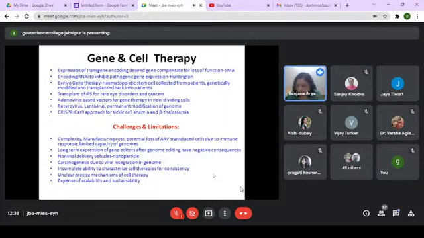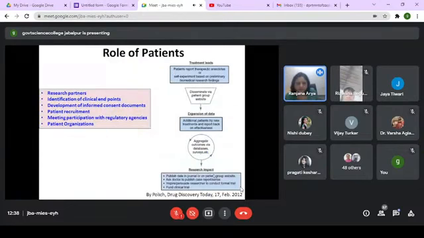So I would skip that. I think I'm running short of time. And please, next slide. So our lab is basically focusing on some of these disorders.